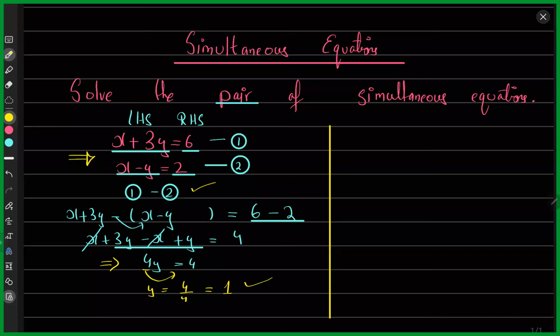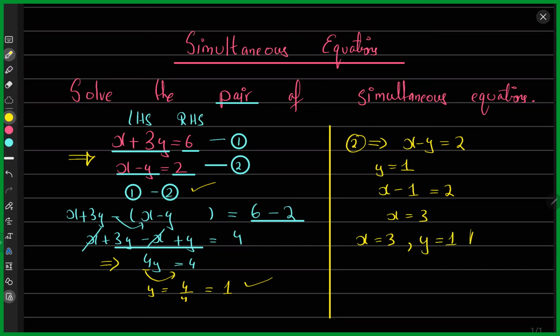Now we have two equations. Let's consider equation 2. You can also consider equation 1. Equation 2 implies x minus y equals 2, and we got y equals 1. So technically I can write it as x minus 1 is equal to 2. This would mean that x is equal to 3. So finally I'm getting x is equal to 3 and y is equal to 1. So this is going to be the answer.